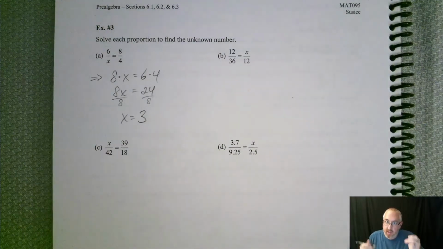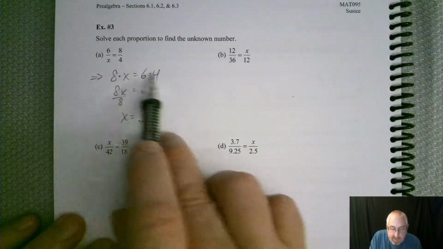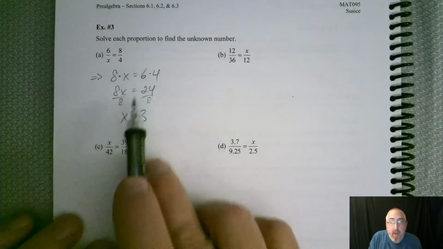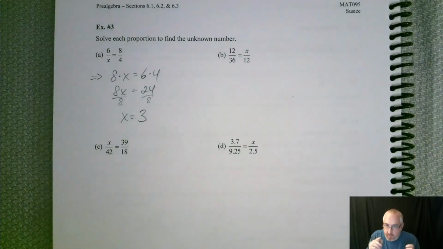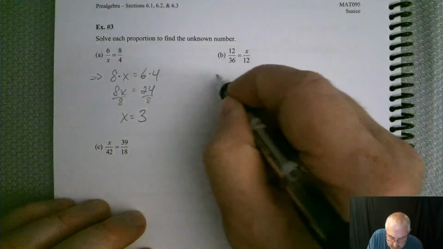Once you get to the hang of things, obviously you can skip some steps. You might be able to skip this first step and jump right to here. But until you get the hang of it, just make sure you're grabbing those right numbers when you cross multiply.